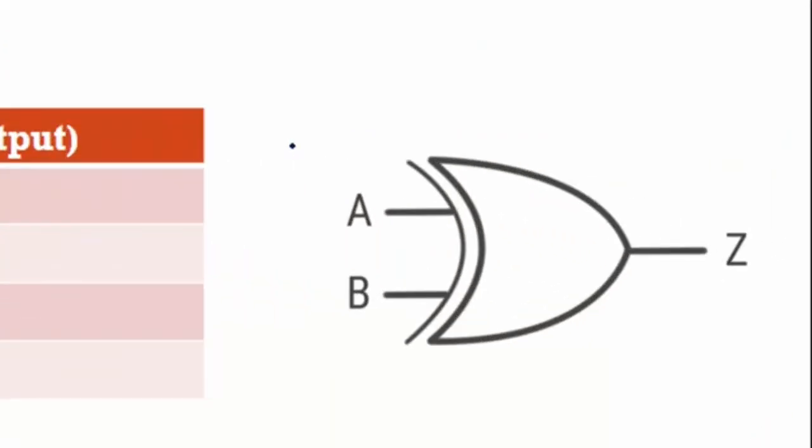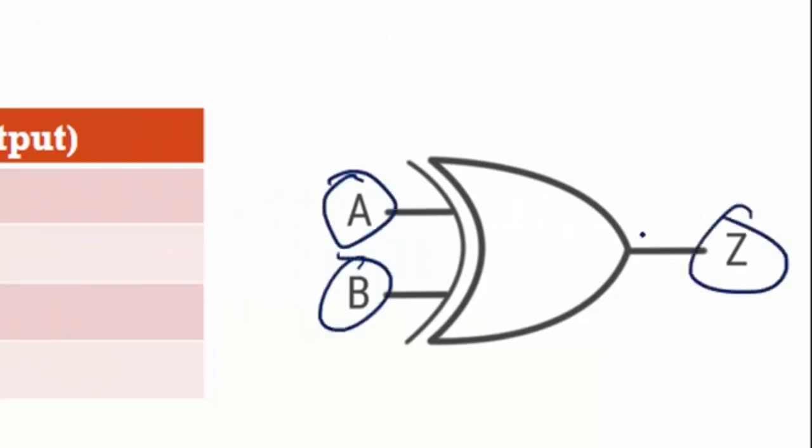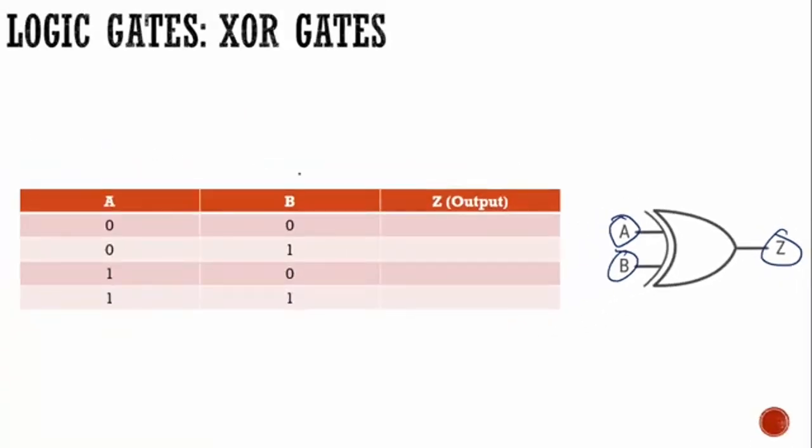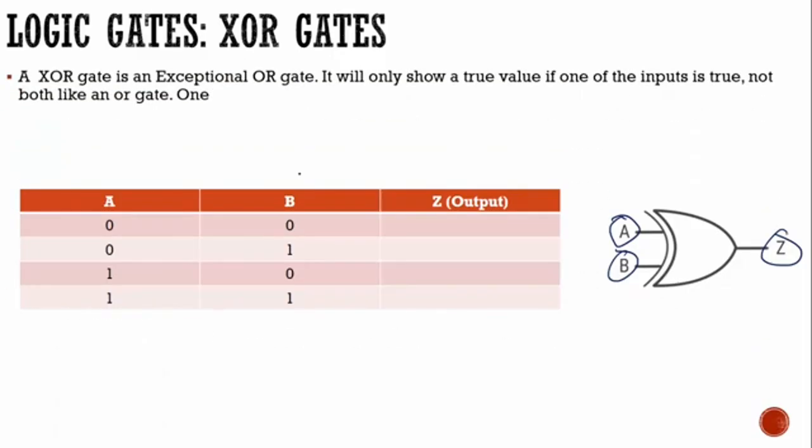Our next gate is a XOR gate. So we have 2 inputs and we have our output. Now, in the last segment, if you were looking at it a few seconds ago and you're saying, oh, well, A and B, that's not OR. That's where XOR gates come into play. Now, a XOR gate is an exceptional OR gate, and that's why the X is there. It really means it's an exceptional OR gate. It will only show a true value if one of the inputs is true, not both, like an OR gate. Only one of them can be true.